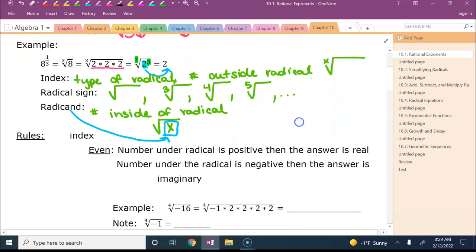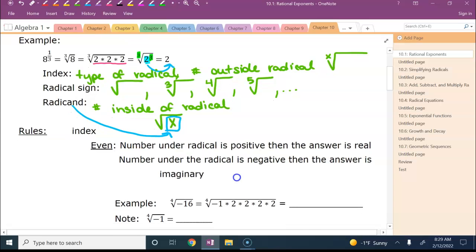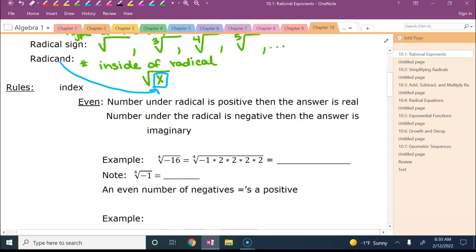Now, a couple rules that we need to be familiar with when we're dealing with different types of roots, because you're going to have some that are even roots and some that are odd roots. So when you're dealing with an even index, so the radical sign is there and the number up in the corner is an even number, so 2, 4, 6, 8, and so on. If the number underneath the radical is positive, then the answer is going to be real. If the number underneath the radical is negative, then the answer is going to be what we call imaginary, which we've talked briefly about. We haven't gotten into a whole lot of detail about it, but here's an example of that.